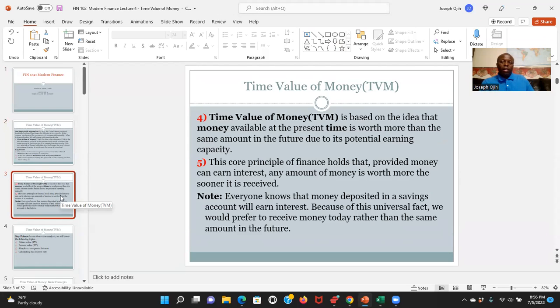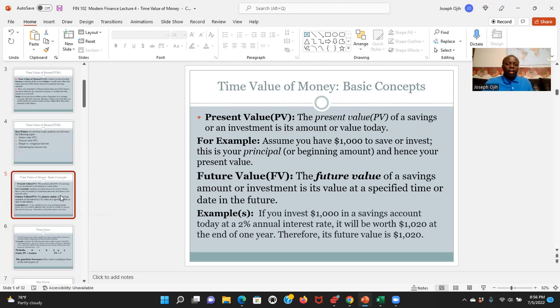In this particular lecture, we'll be looking at how to calculate the future value of an investment using the formula method and the tabular method. So, like I explained earlier, the future value simply means the value of an investment at a specified time or date in the future.